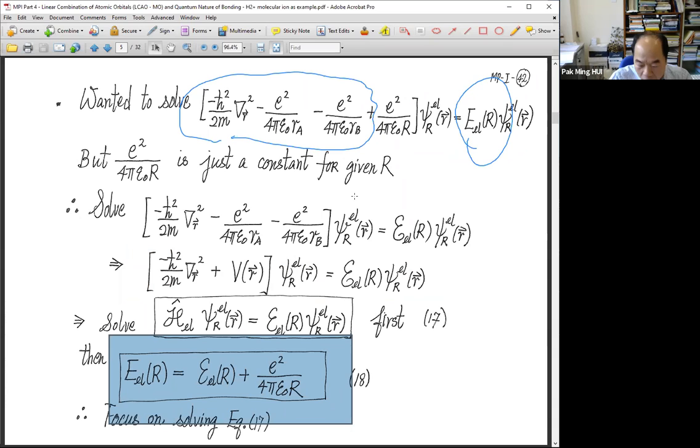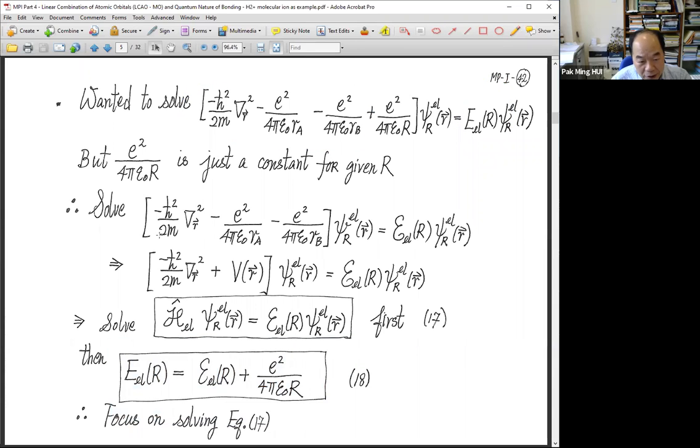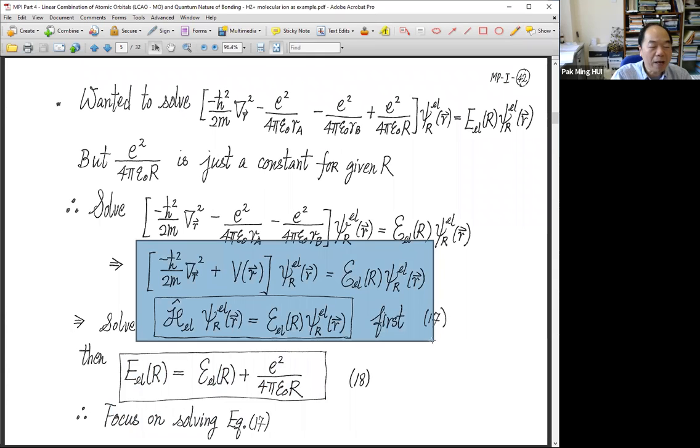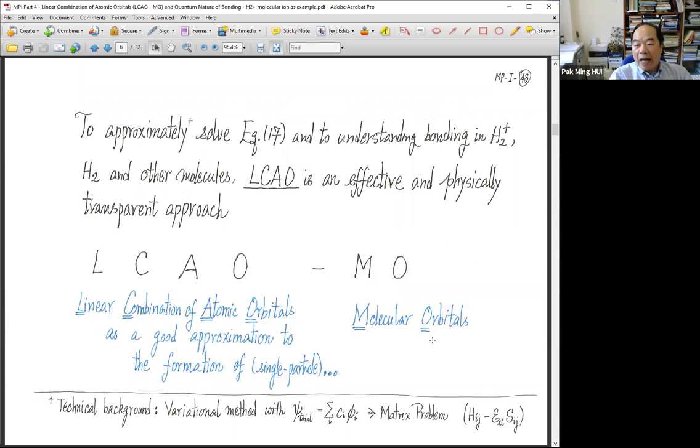Okay? Therefore, at this point, our focus shifts into solving the first equation without the last term. So this is this equation. We solve this part first. For the answer, remember to add back this repulsive nucleus potential energy, the Coulomb repulsion. That's rather obvious. And now is the punchline for this part.